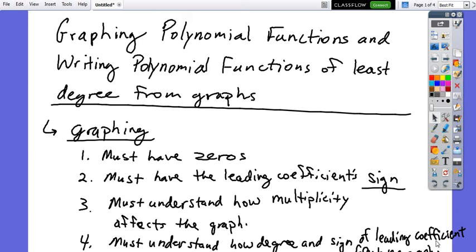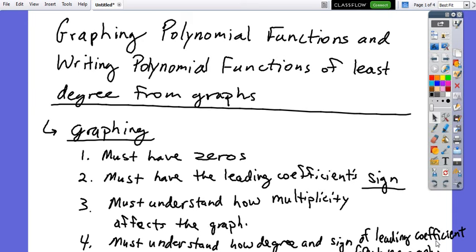But good for you, I'm not going to force you to find the zeros and then graph them. I'm going to go ahead and tell you what the zeros are or tell you what the factors are. Number 2, you must have the leading coefficient sign. Number 3, you must understand how multiplicity affects the graph. And number 4, you must understand how degree and sign of a leading coefficient affects the graph.